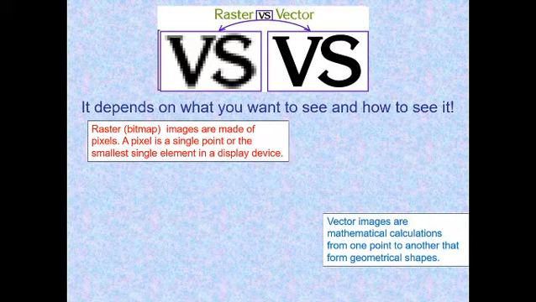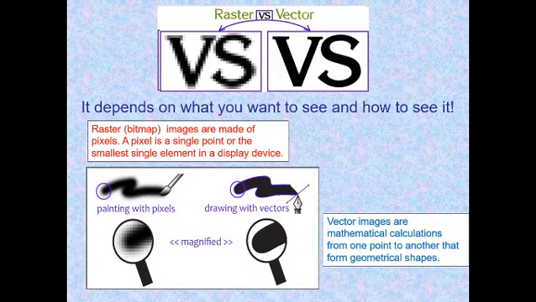On the other hand, vector images are not made up of pixels. Those are mathematical calculations. And if you do maths, you maybe come across vectors. It's how we describe how to get from one point to another point. And it's a mathematical calculation that gets done.